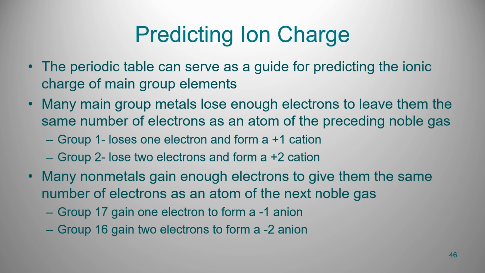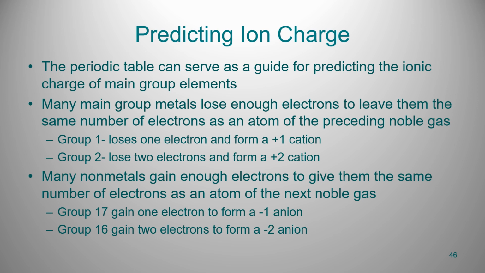So the periodic table can often help us predict the ionic charge of main group elements. Now the transition metals are a little bit different, but the main group elements are pretty straightforward. The main group metals, those will be the first column and the second column. Those are main group and those are metals. They will lose enough electrons to leave them with the same number of electrons as an atom of the preceding noble gas. So probably easier just to remember that group 1 likes to lose 1 electron. So they tend to form a +1 ion. Those in group 2 like to lose 2 electrons and form a +2 cation.